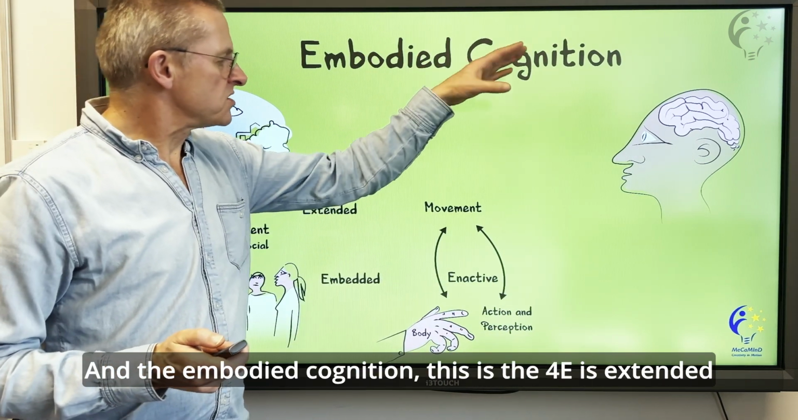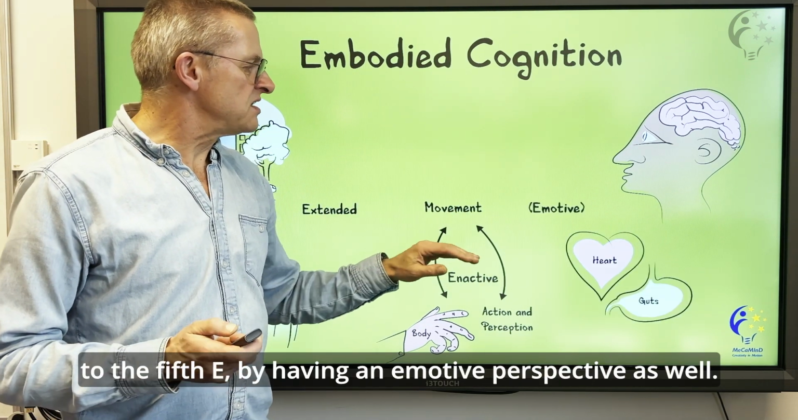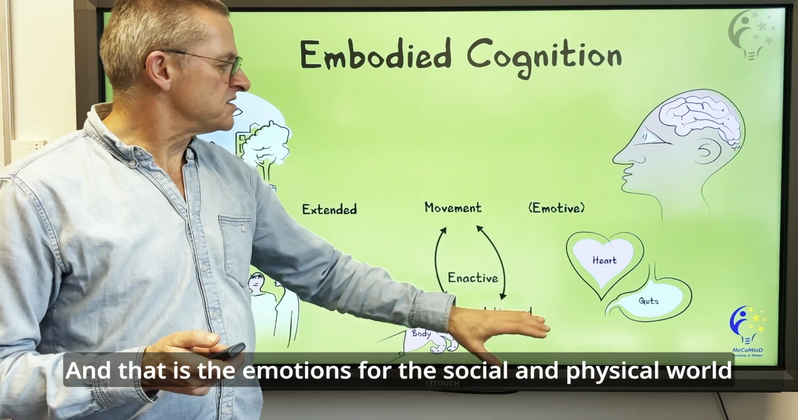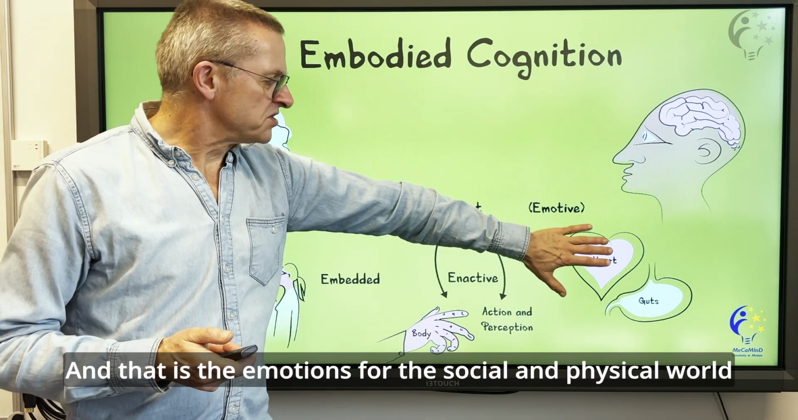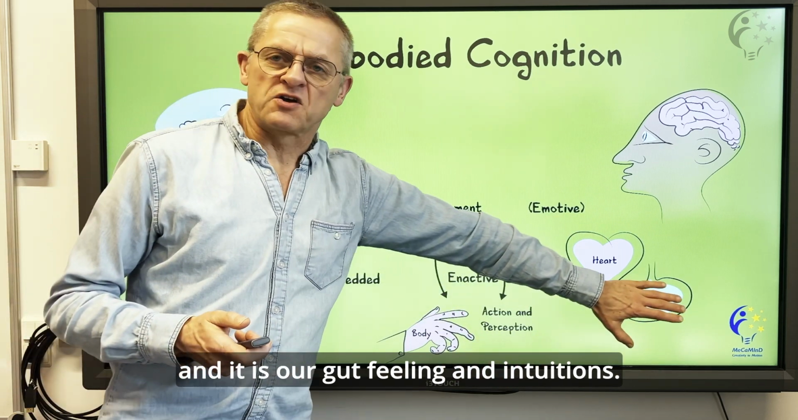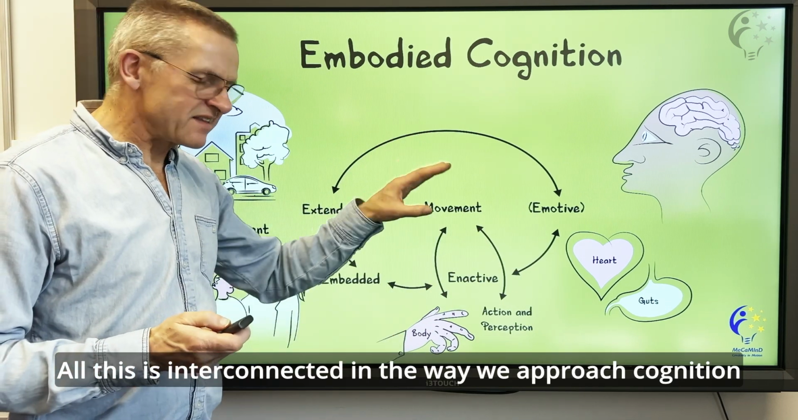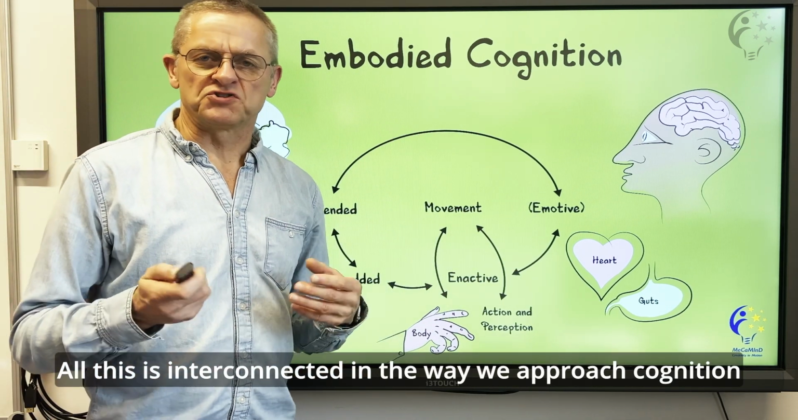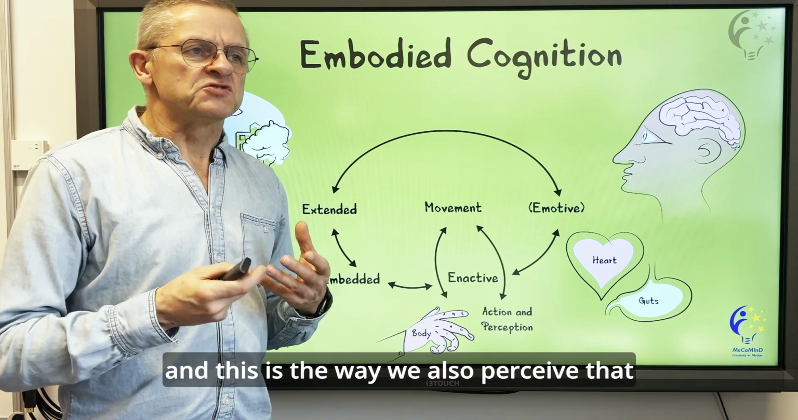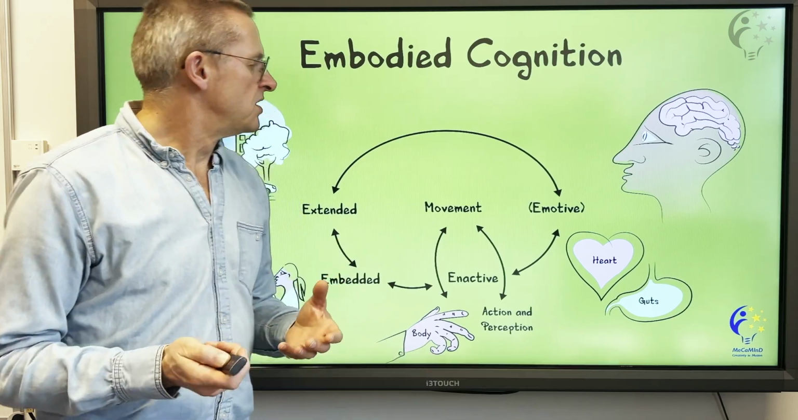And the embodied cognition, this is the 4E, is extended to the 5th E by having an emotive perspective as well. And that is our emotion for the social and physical world, and it is our gut feelings or intuition. All this is interconnected in the way we approach cognition. And this is the way we also perceive that creativity with movement is an option.